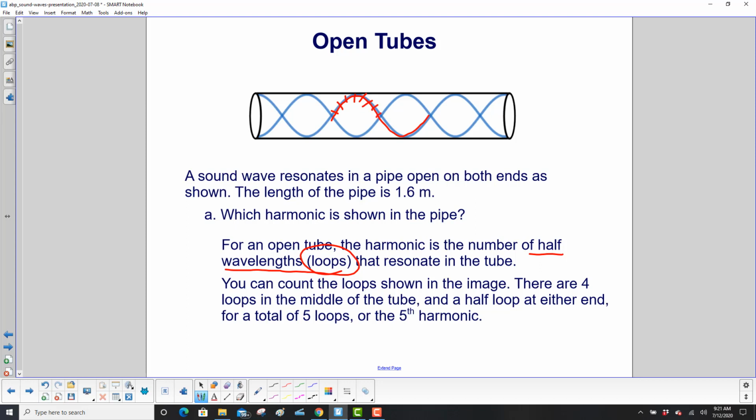So let's count the loops. Here's 1, 2, 3, 4. Then we have half a loop here at this end and half a loop here at this end. So the total is 5 loops, which makes this the fifth harmonic.